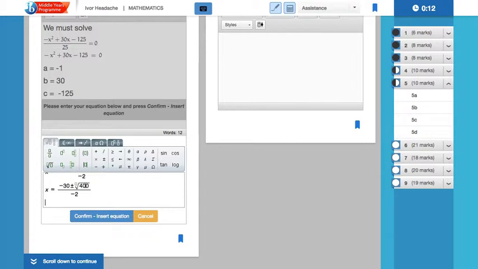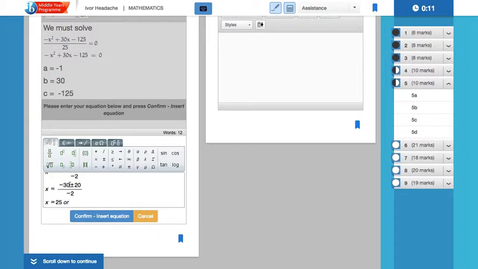There we are. Square root of 400 is, not surprisingly for an exam question, a nice round value, 20. So we've got minus 30 plus or minus 20 divided by minus 2. Then I think we can just start to evaluate it completely. So minus 30 minus 20 is minus 50, and minus 50 divided by minus 2 is 25. I did all that in my head. You probably want to write some stuff down.